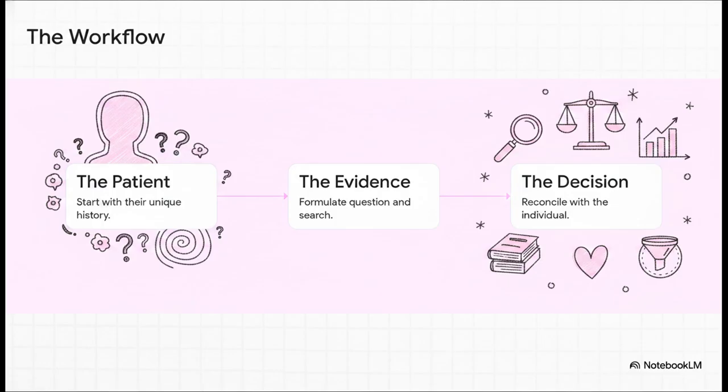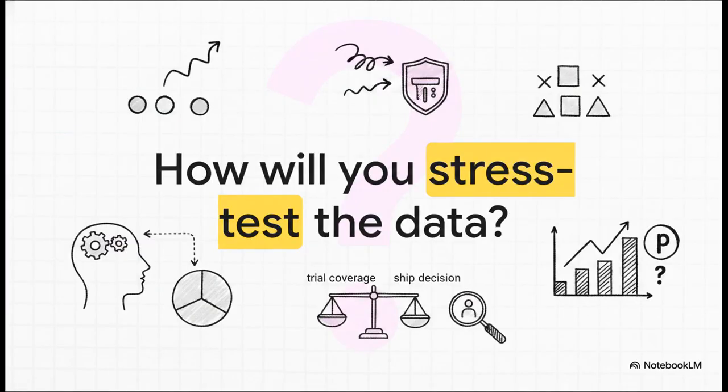And finally, Step 3, the decision. This perfectly illustrates that rigid data and broad population guidelines must ultimately be filtered back down through the highly specific context of the individual patient. The data informs the decision, for sure, but it does not dictate it. And that leaves us with a final, pretty provocative question to consider. How will you stress test the data in your own life?